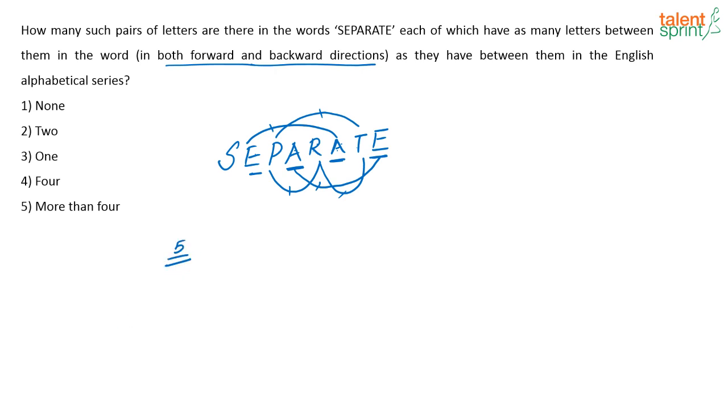So what will be your answer? Your answer is going to be more than 4. So the correct answer here will be option 5, more than 4. There will be 5 such pairs of letters which have as many letters between them as in the English alphabetical order.